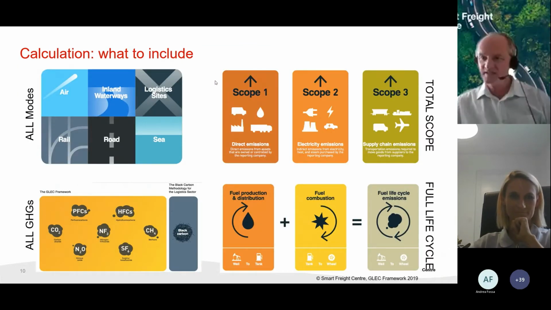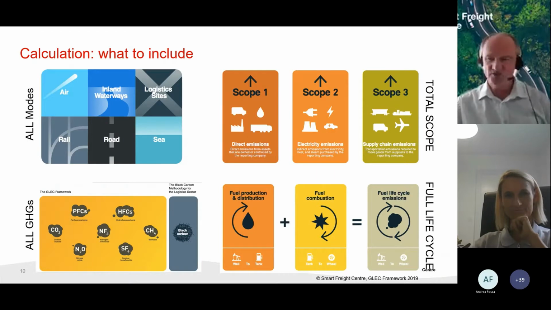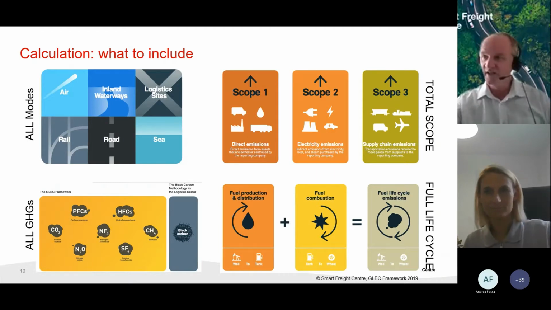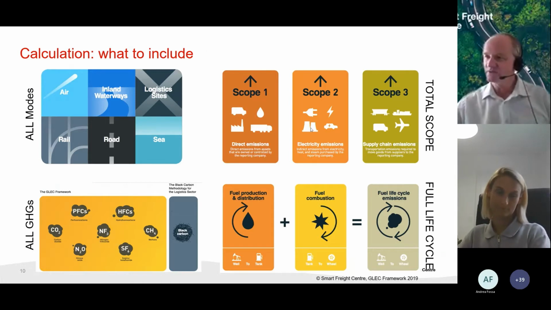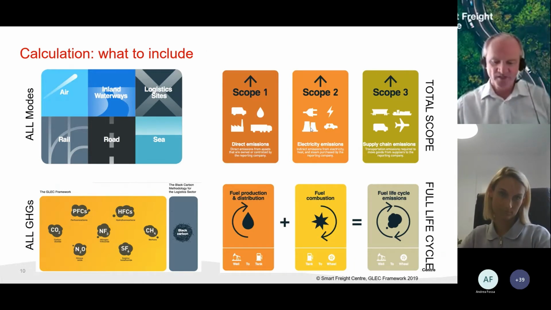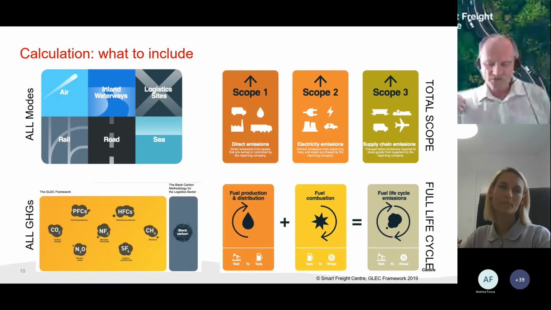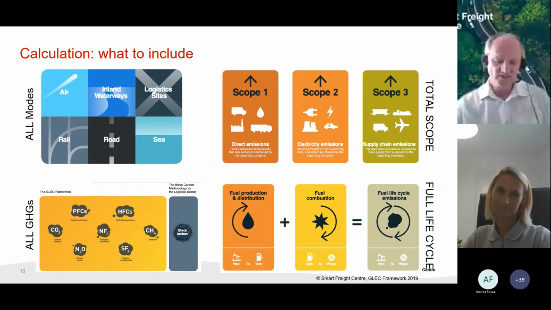So in terms of setting the boundaries, what you should include in your calculation, as I say, a lot of this is really aligned with the likes of Greenhouse Gas Protocol, CDP, etc. So it's designed to cover all modes within the supply chain, and also to include logistics sites that link together the modes, and also even legs for the same mode. So think container terminals, warehouses, transshipment centres. They should all be included within the calculation.